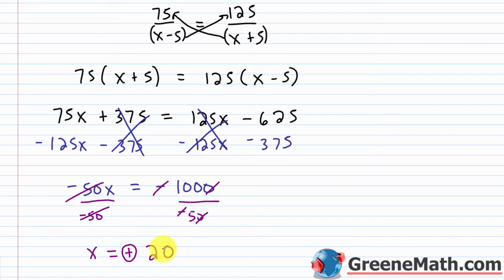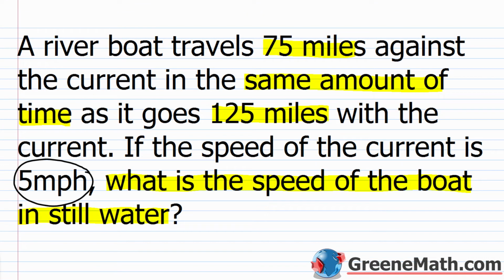So again, when we have a word problem, we can't just stop and say x equals 20 and say, oh, we're done. It doesn't work that way. We have to think about what this actually means. Remember, x was the speed of the boat in still water. That's what we're trying to find to answer the question. What is the speed of the boat in still water? Well, the boat travels at 20 miles per hour in still water.